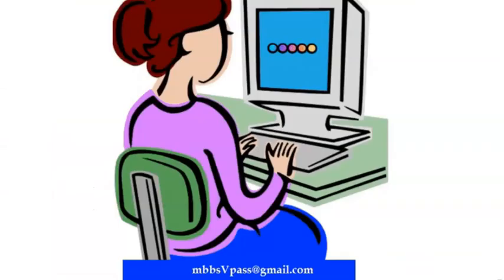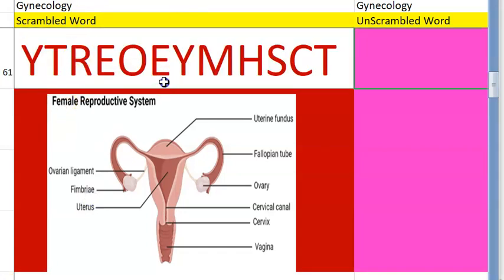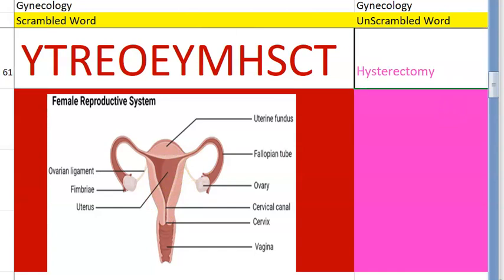Okay, then the last one. Come on, try this one. 61st one. This is starting with H, and it is like a radical kind of procedure, something that you do here, removing the uterus. Hysterectomy.